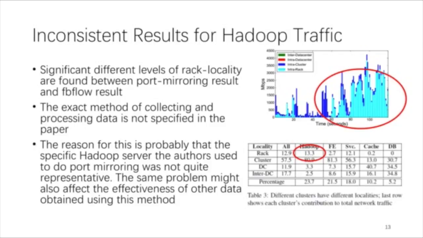So I think the reason for this inconsistency is probably that the specific Hadoop server they picked from the rack is not quite representative. That means it might be more rack local than other servers in the rack. So we can see the results from port mirroring. The rack locality level is much higher than those from Fbflow results.